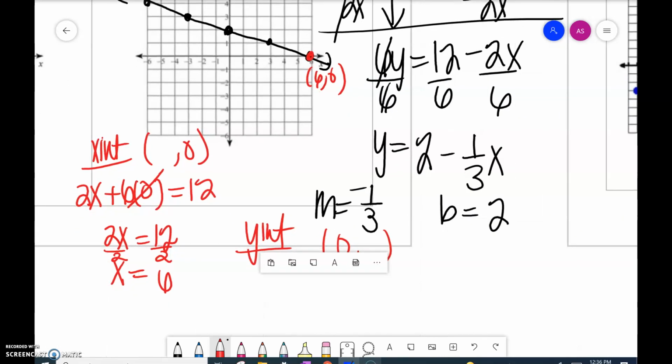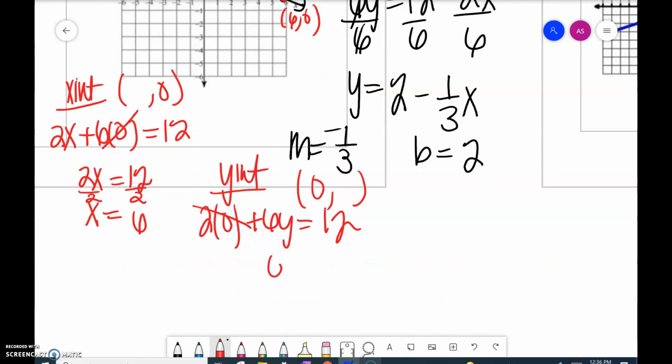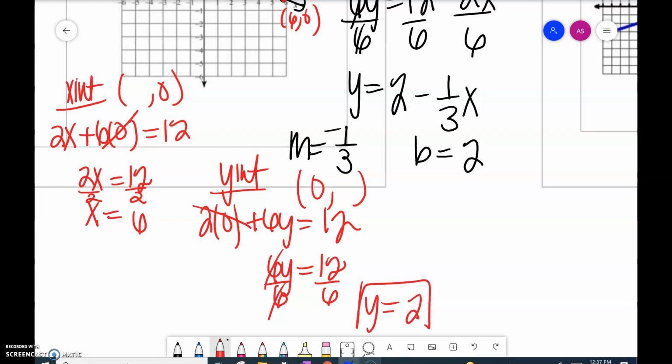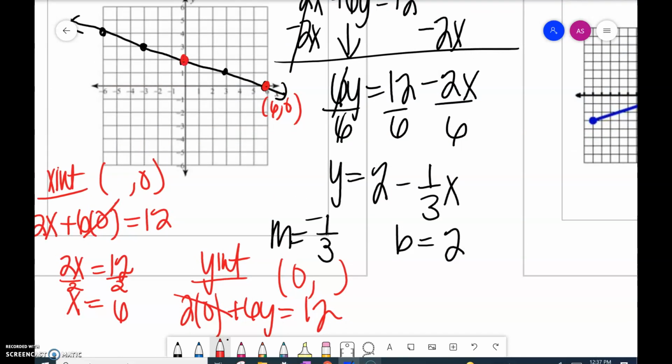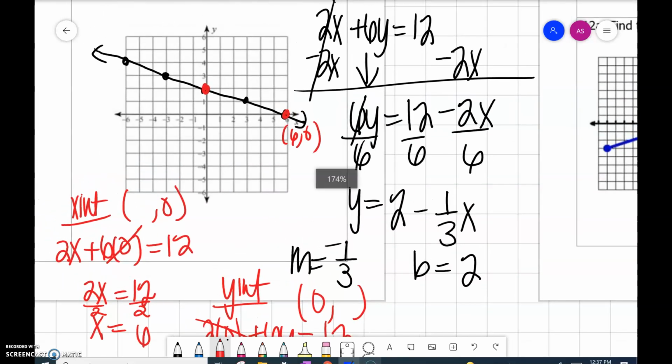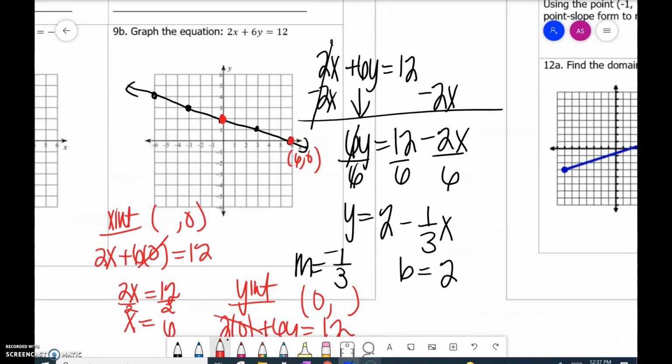Then when I get my y-intercept, I'm going to set x to be 0 this time. And I'm going to have 2 times 0 plus 6y equals 12. 2 times 0 will cancel out, and I have 6y equals 12. Divide both sides by 6, and y will be equal to 2. Which, if I go here, that is my y-intercept as well. So it's really two ways you can graph that. Also keep in mind you can put it in the calculator and check your work.